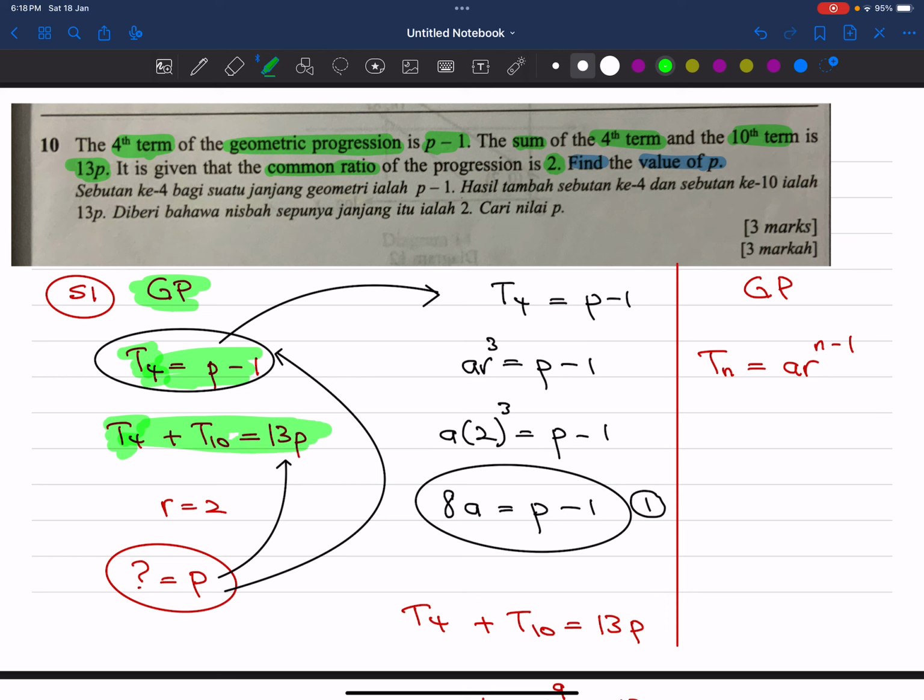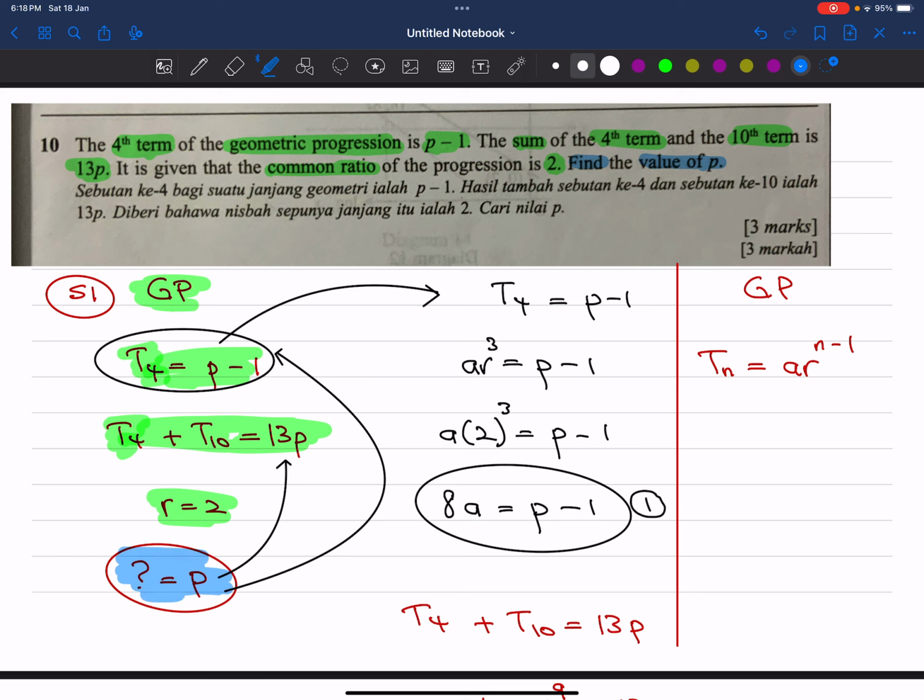Question: it is given that the common ratio of the progression is 2. Again, I collect: common ratio R is 2. The question is asking, find the value of P. I collect: question mark P.